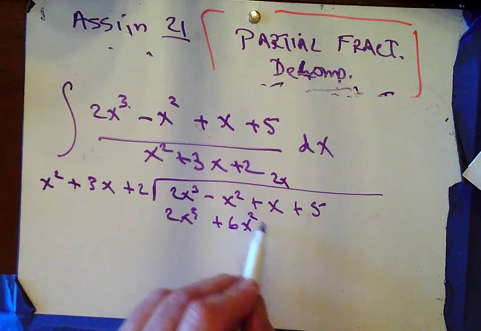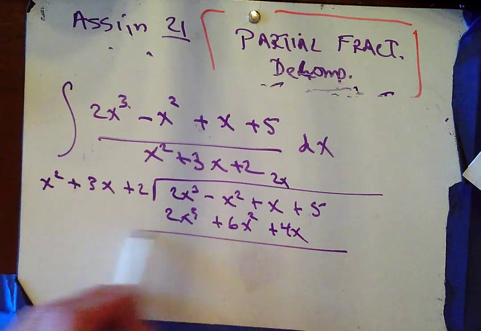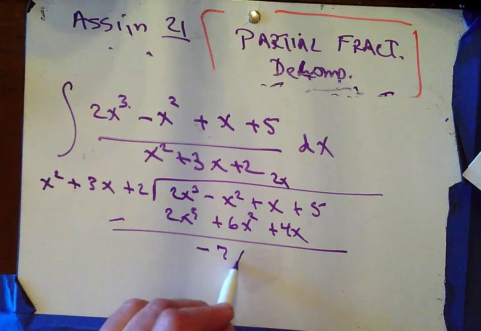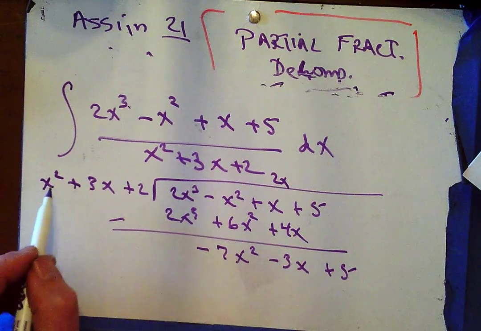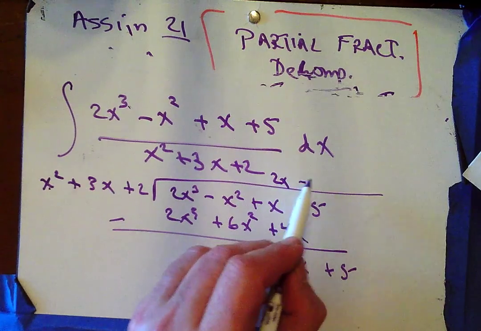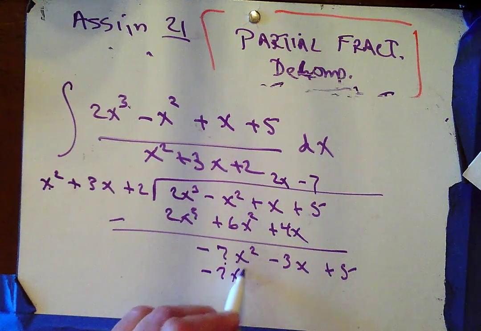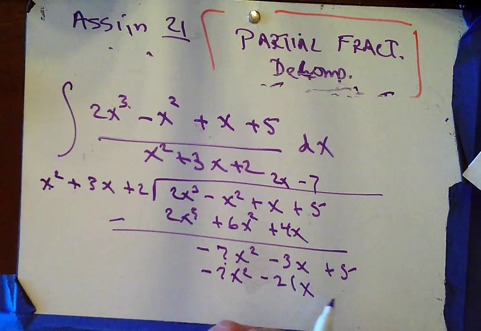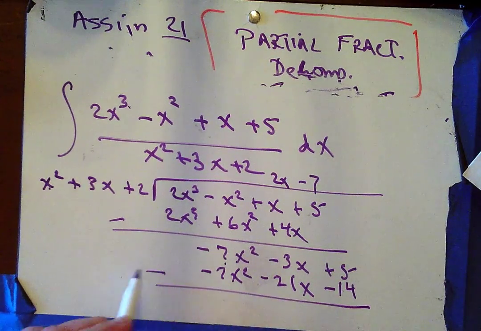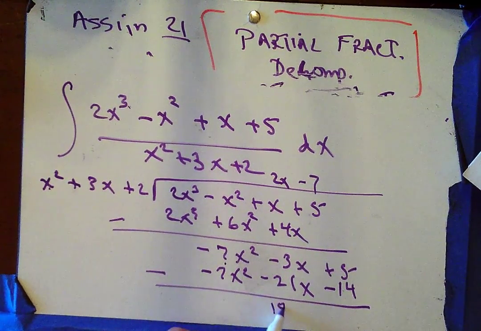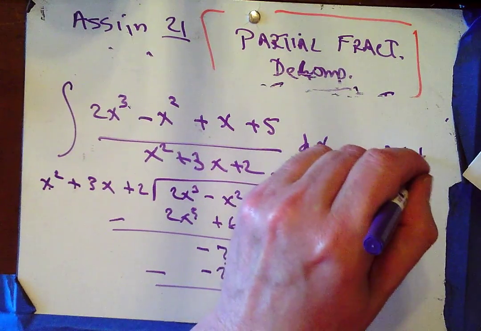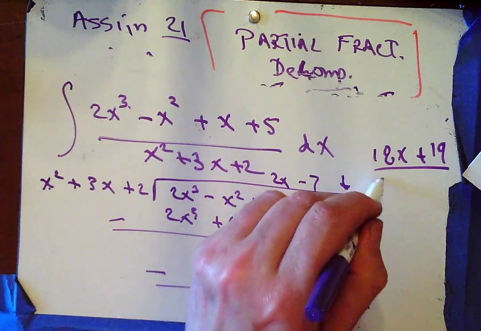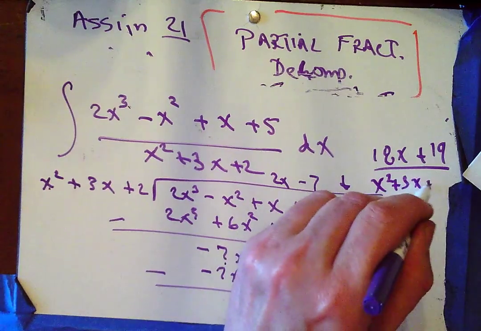6x squared plus 4x. And don't forget to subtract. Minus 7x squared minus 3x plus 5. What do I multiply that by to make it be this? Negative 7, minus 21x minus 14, and I subtract. It's going to be 18x plus 19. So 2x minus 7 plus 18x plus 19 over x squared plus 3x plus 2.